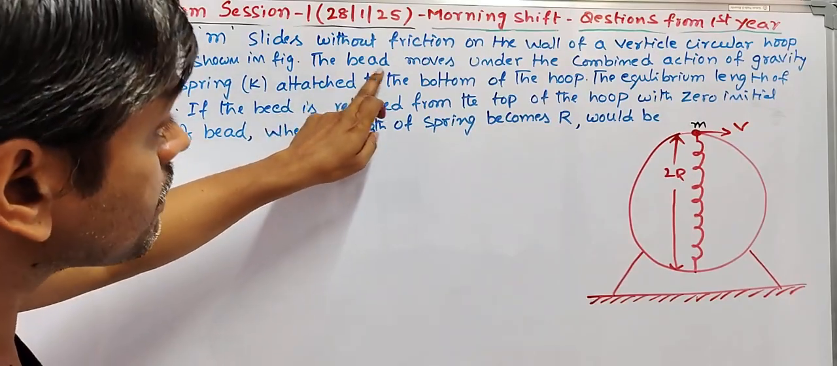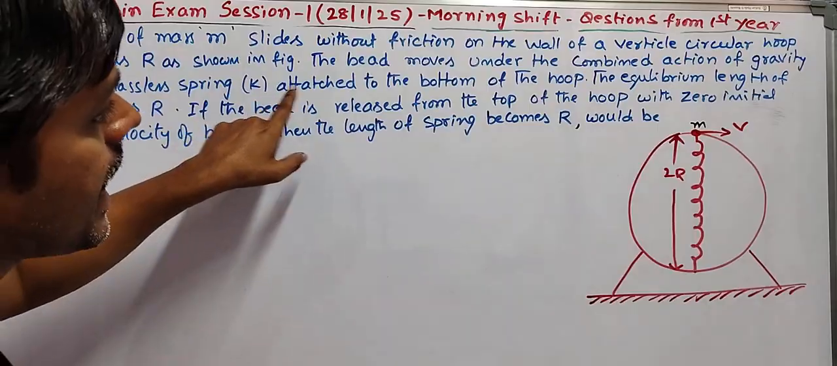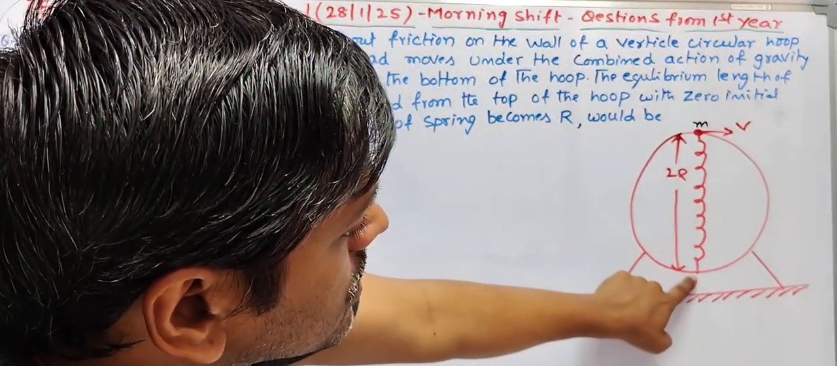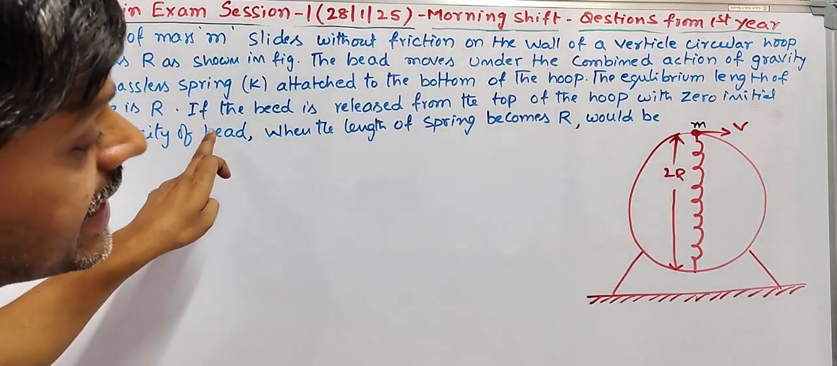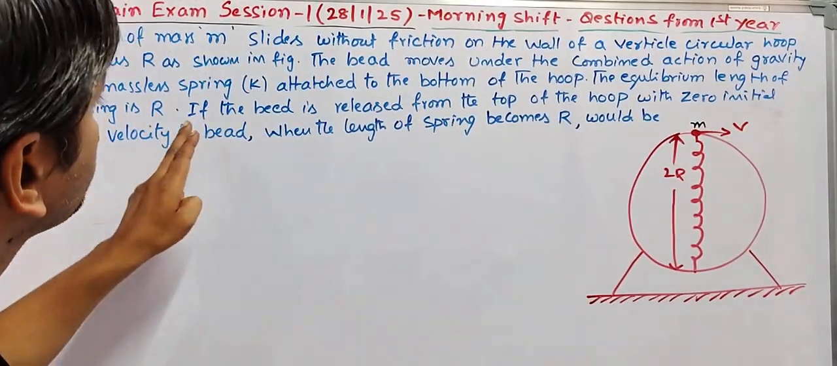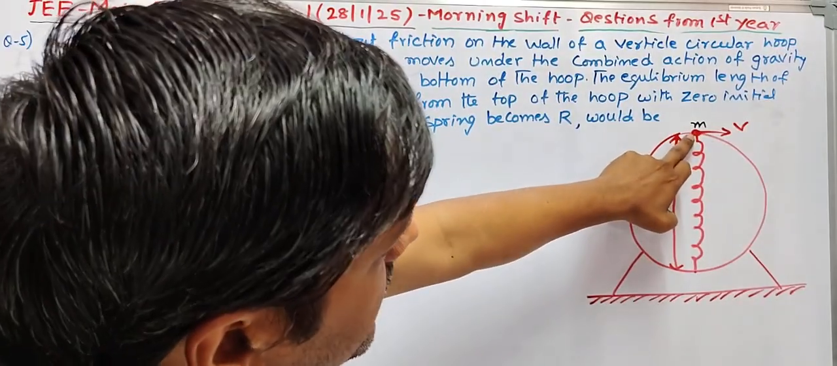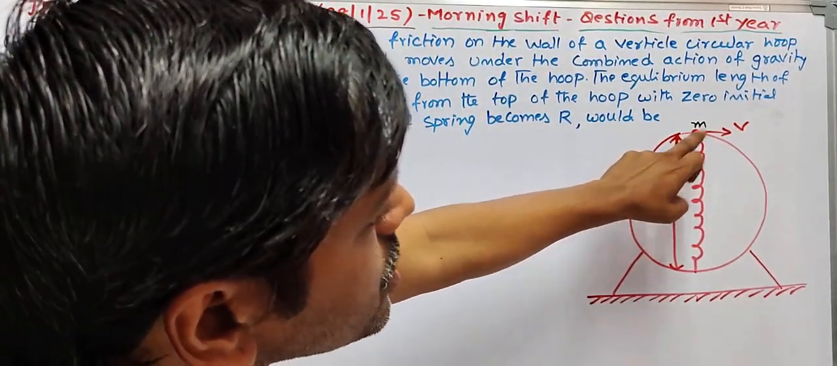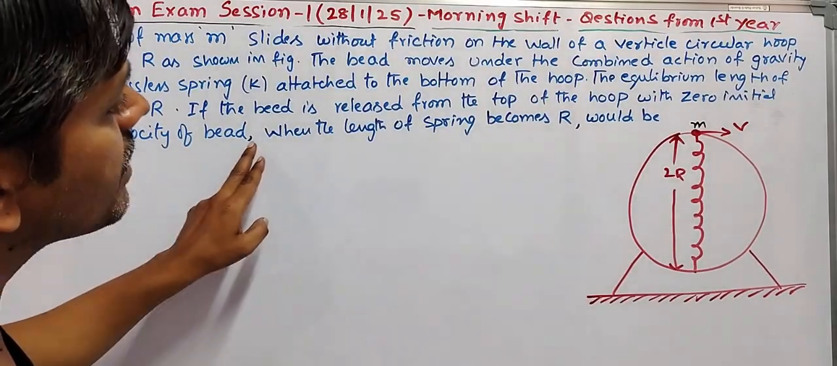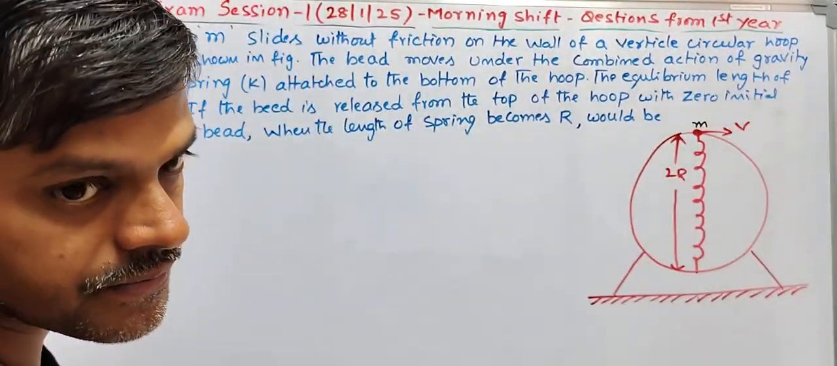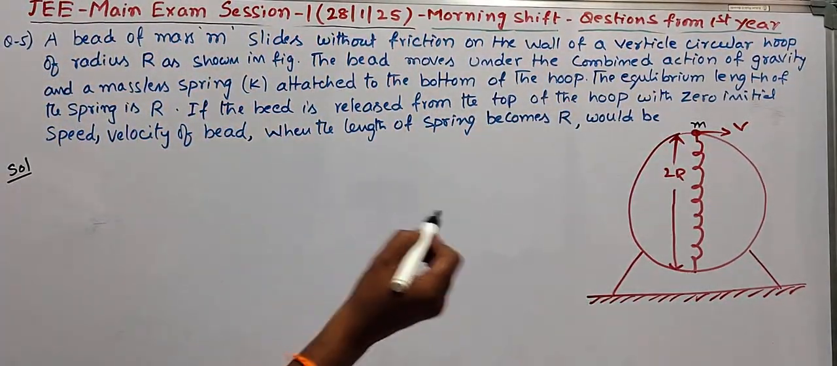The bead moves under the combined action of gravity and a massless spring K attached to the bottom of the hoop. The equilibrium length of the spring is R. If the bead is released from the top of the hoop with zero initial velocity, what is the speed of the bead when the length of the spring becomes R? This is what is being asked.